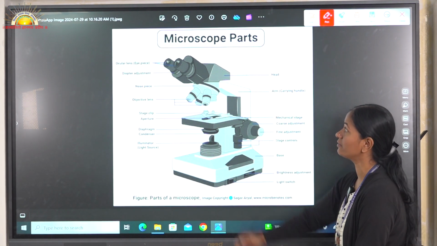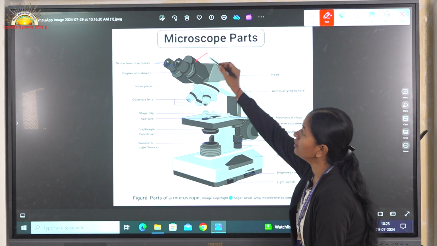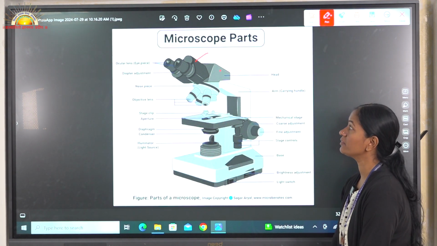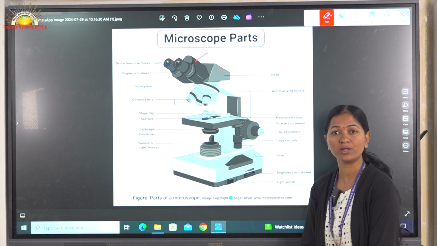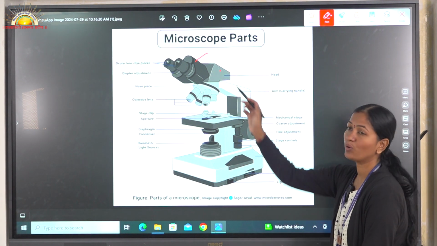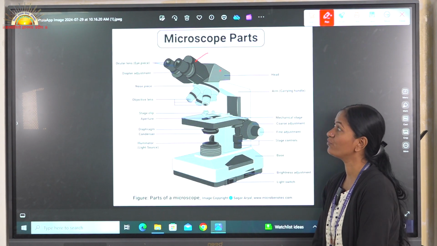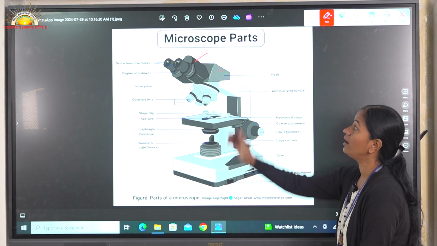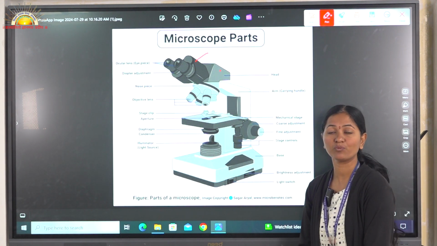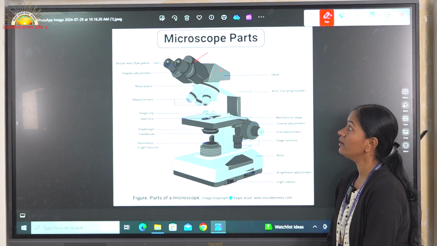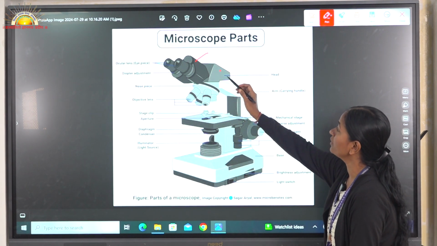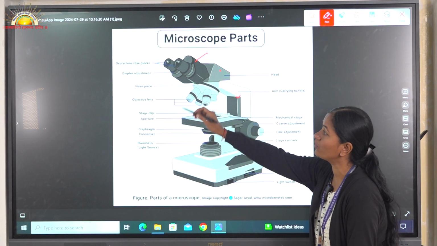The first part is the eyepiece or ocular lens. The eyepiece or ocular lens comprises two lenses, so it is called binocular because of the two lenses. The eyepiece lens comes with a power of 10x or 15x. After that we see the head, which holds the ocular lens.